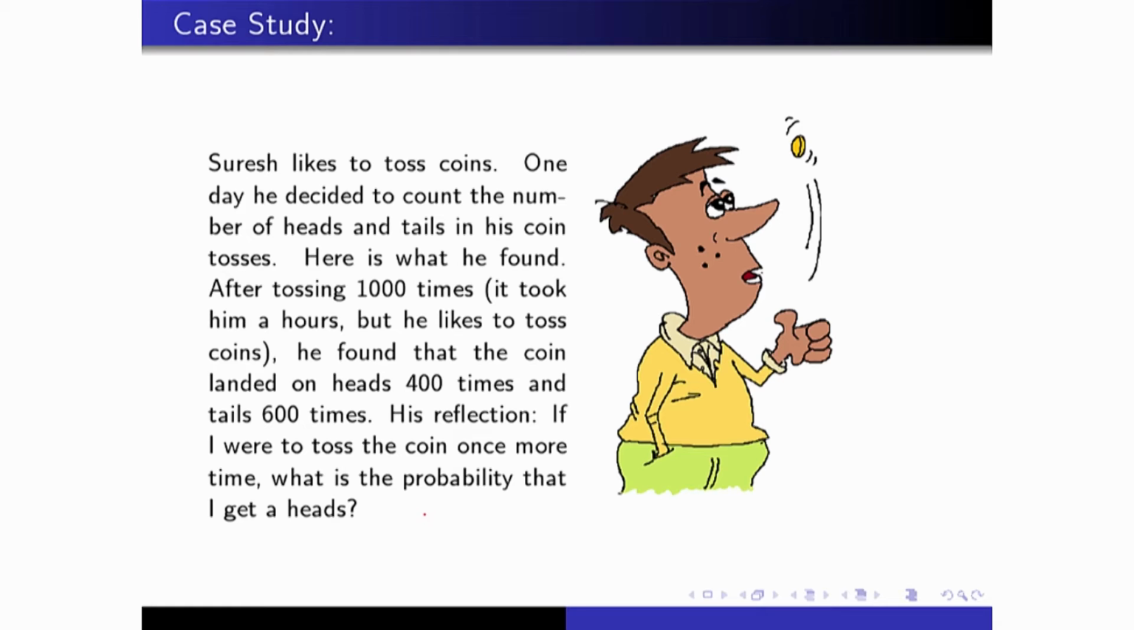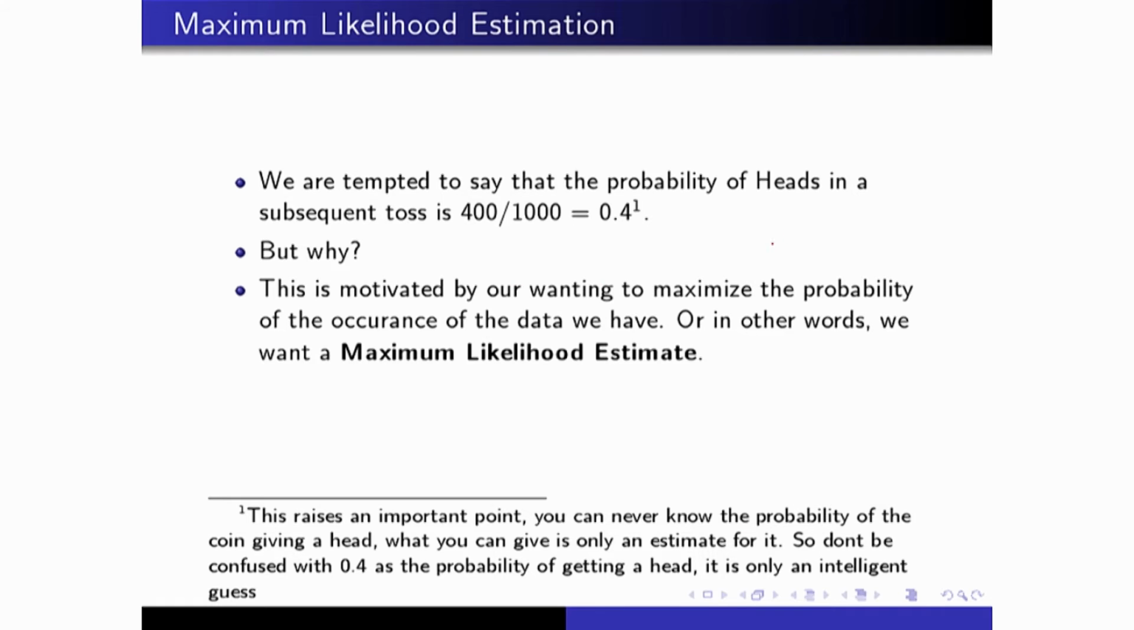One would expect the probability estimate to be 400 divided by 1000, because that's what he observed, or rather 0.4. Is that really the case? And how do you get it? We are tempted to say that the probability in a subsequent toss is 0.4, but why? This is actually a result of trying to maximize the probability of the observation so far, or rather to estimate the parameter value that would maximize likelihood.